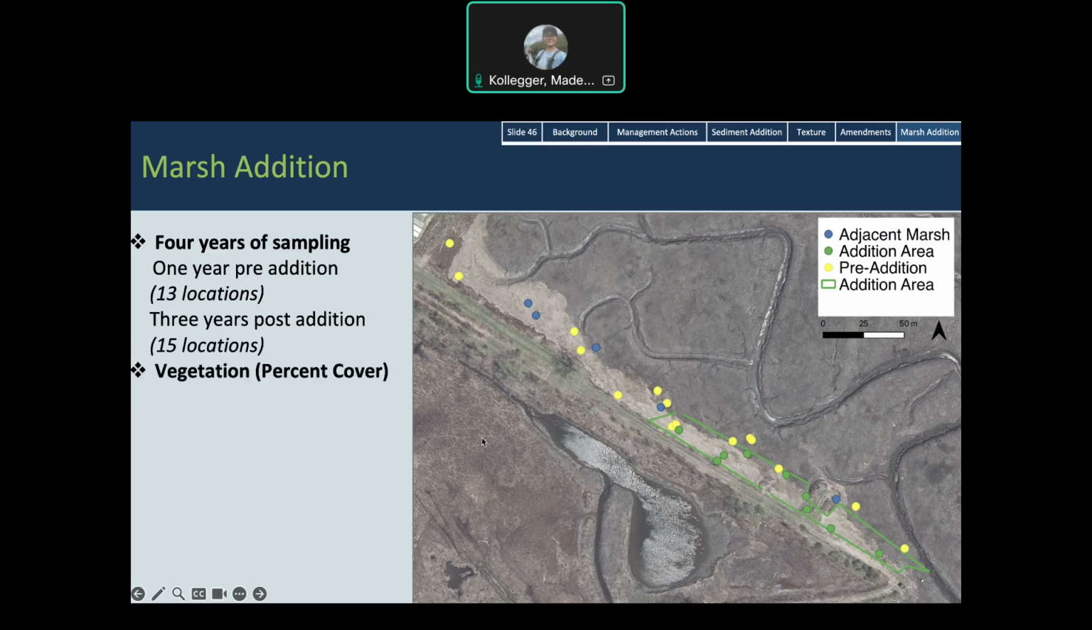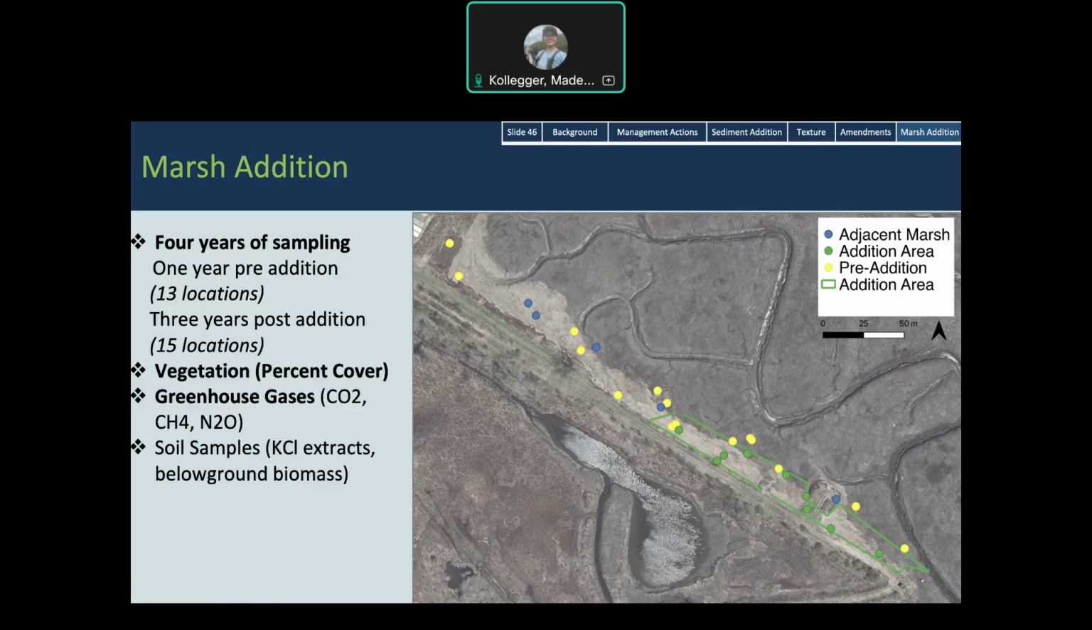At each one of those dots, we measured percent cover of vegetation, and that was really to get at species composition. We also measured greenhouse gases such as carbon dioxide, methane, and N2O. And we took a bunch of different soil samples, such as KCl extracts for soil nutrients, and belowground biomass. We also measured pore water chemistry: sulfide, iron, and nutrients. And all of the analysis in this chapter was done with a linear mixed effects model.